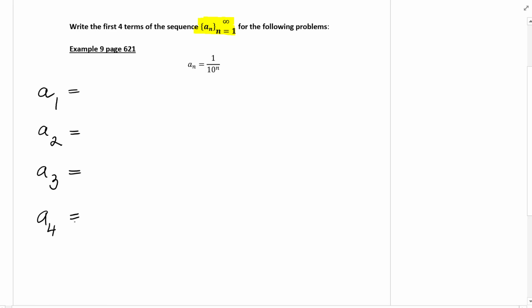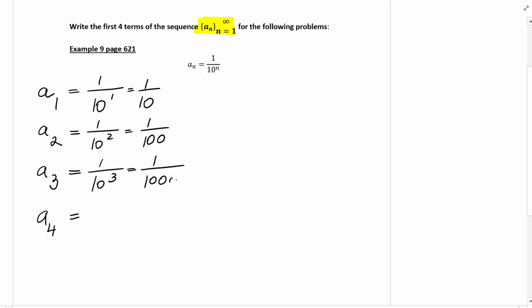So a sub 1 means 1 over 10 to the n, with n equal to 1, so we get 1 over 10. A sub 2 is 1 over 10 to the second, so it's 1 over 100. A sub 3 is 1 over 10 to the third, so it's 1 over 1000. And a sub 4 is 1 over 10 to the fourth, so it's 1 over 10,000.